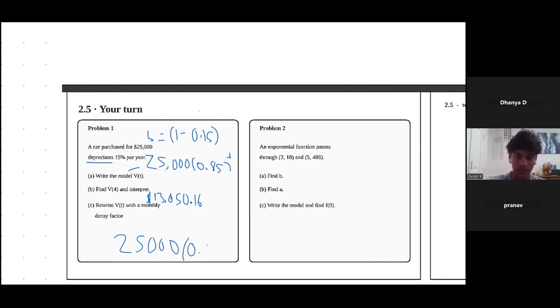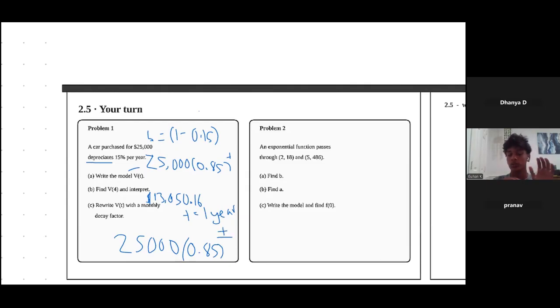So instead of just t, we know there's 12 months in a year. So if we're going by a monthly decay factor where t is in months, this 0.85 is when it's 1 year, well, that equals 12 months. So it would take 12 months to get 1 year. I want you to think about it like that, right? So it has to be t over 12.